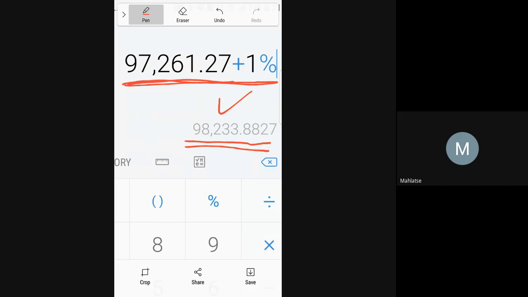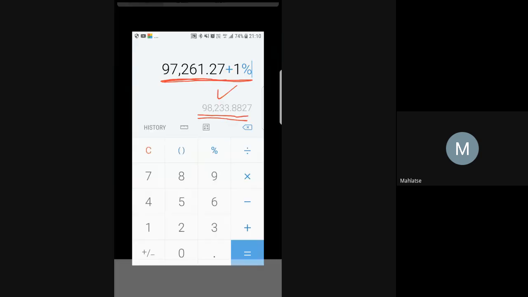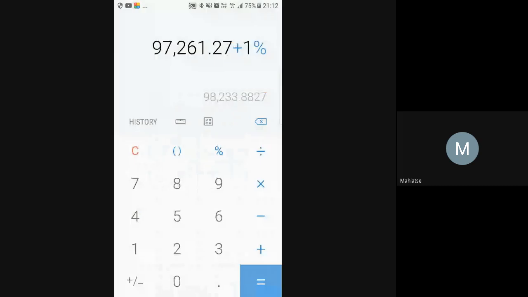Let's just show people, before we go, what we are trying to do, business partners, is for traders to understand what the robot is doing, so that you are always happy with the outcome. Remember, you buy low, you sell high. If the market is going to be at $98,233.88, that is the high now. Remember, we bought low at 97,000, so when the market is there, minus the price you bought at, which is $97,261.27.